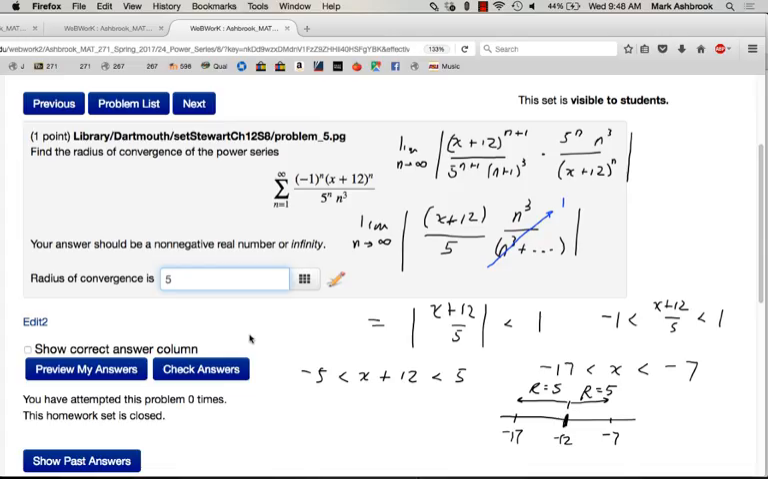Questions on this one? So let's see what happens. Let's just do this kind of quickly in our head here. When we got negative 7, we got 5 to the n here, right? Negative 7 plus 12, 5 to the n over 5 to the n. So when x is negative 7, we end up with negative 1 to the n times 1 over n cubed.